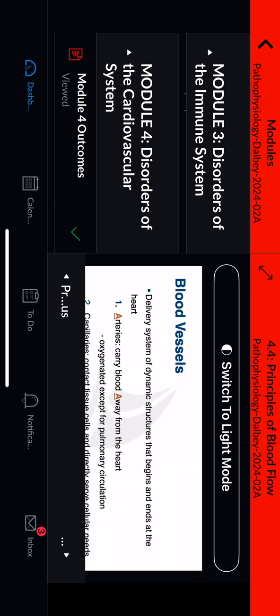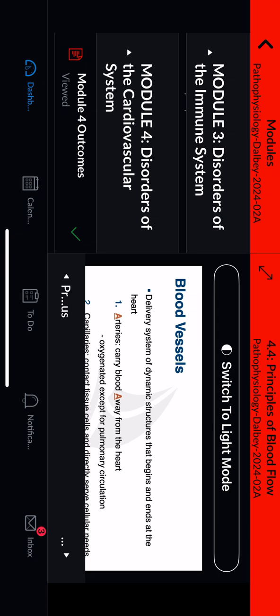So to begin, we're going to take a look at blood vessels. Remember, these are dynamic structures, meaning that they can change. And they begin and end at the heart. And so it's a circuit, right? It makes a circular stop and go right at the heart.